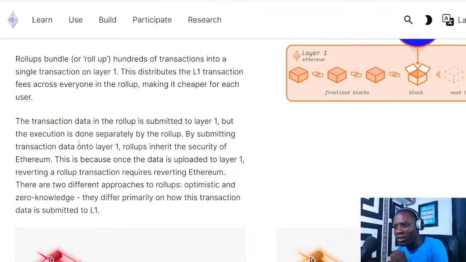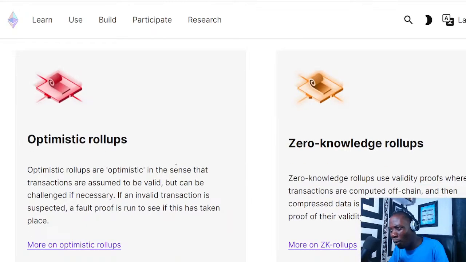And look at this right now, guys. The transaction data in the rollup is submitted to layer 1, but execution is done separately by the rollup. By submitting transaction data onto layer 1, rollups inherit the security of Ethereum. This is because once the data is uploaded to layer 1, reverting a rollup transaction requires reverting Ethereum, which is almost impossible. So either this is a ZK or OP rollup, they essentially execute transactions off-chain and submit the state on chain. We're going to be looking at what makes them quite different. I think that's more important.